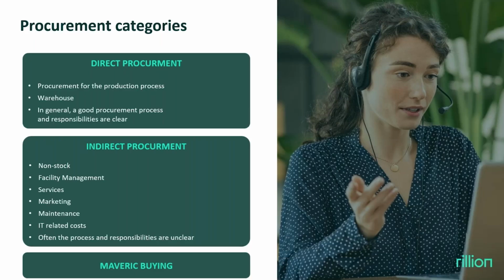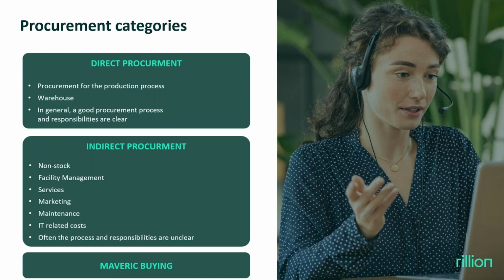And the different purchase categories are then, as I said, direct purchases and indirect purchases. And we also have something that is called maverick buying. Maverick buying is when you just go to a store and buy things on the fly. So it's very hard to get control over those purchases. But it's important to get control over all other types of purchases.